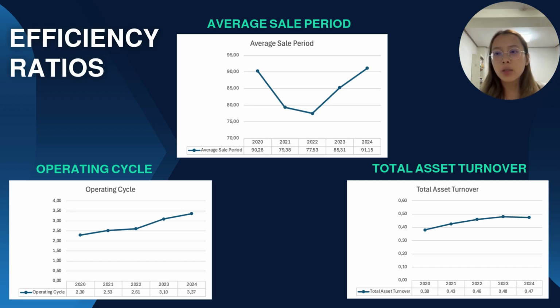And the last one, total asset turnover. It reflects how effectively total assets generate revenue. The total assets turnover ratio from Coca-Cola improved from 0.38 in 2020 to 0.48 in 2023, before slightly declining to 0.47 in 2024. This indicates a general improvement in the company's ability to generate revenue from its assets, suggesting increased operational efficiency. However, the minor dip in 2024 could warrant attention to ensure that the asset utilization remains strong going forward.